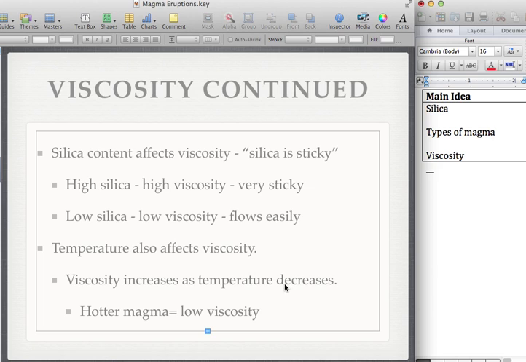If you heat it up, viscosity is going to decrease, and as the temperature goes down, viscosity is going to increase. So as you cool off magma, it's going to become stickier and stickier. And you can think about this too. If you put peanut butter in the fridge, it's really stiff. It doesn't want to flow. If you microwave peanut butter, it almost starts to melt. It becomes much less viscous. So hotter magma is a lower viscosity.